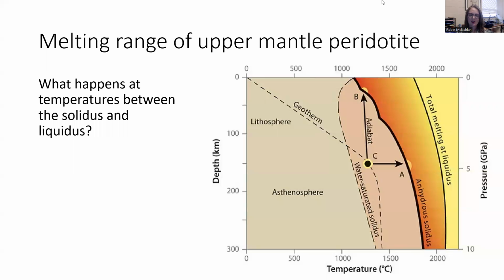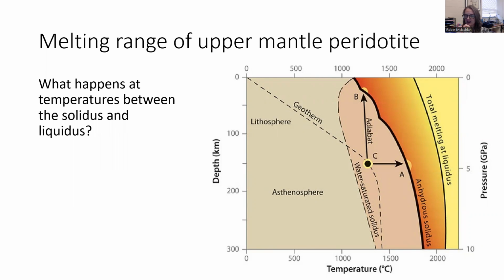All right, so we've touched on this a little already, but now we're going to dig deeper into it. What happens at temperatures between the solidus and the liquidus? Imagine you have a rock at some given pressure. You heat it up, it gets hotter and hotter and hotter. It crosses that solidus, it starts to melt, but it hasn't crossed the liquidus yet, so it's not totally melted.